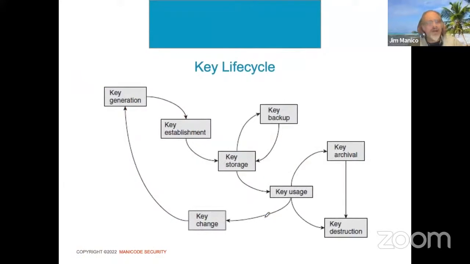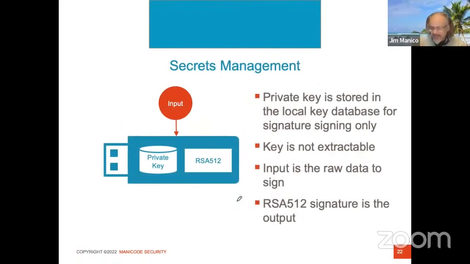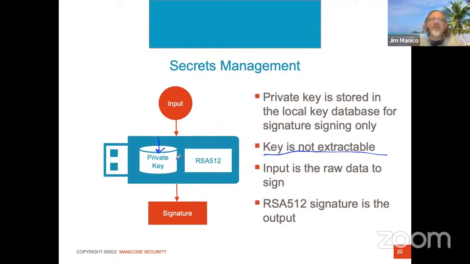Also, a big part of cryptography is managing your keys properly. Key generation, key establishment, key storage, key usage, and key change are the major steps. So we have to rotate our keys on a regular basis. The other thing is, when we have cryptographic keys, we want to store them in a secrets management vault, so the key is not even extractable. I keep the key in my vault. I send data into the vault. I run the algorithm I want to run with the key, and out comes the signature. But the key is locked in the secrets management vault. This is one of the hearts of how to do key management.